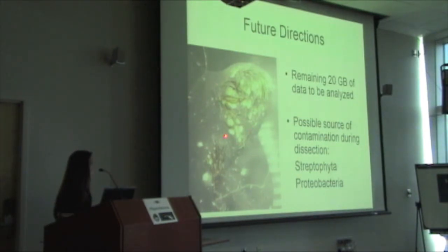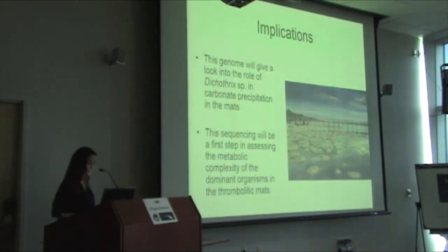You can see these, like I said, cyanobacteria and Dichothrix precipitate calcium carbonate. You can see the little bits that look like sand, but they're calcium carbonate. Again, the streptophyta and proteobacteria, there was a lot of that.